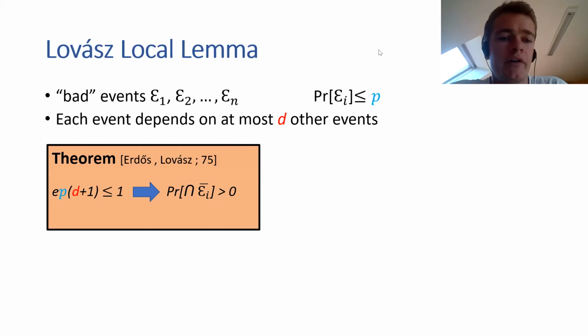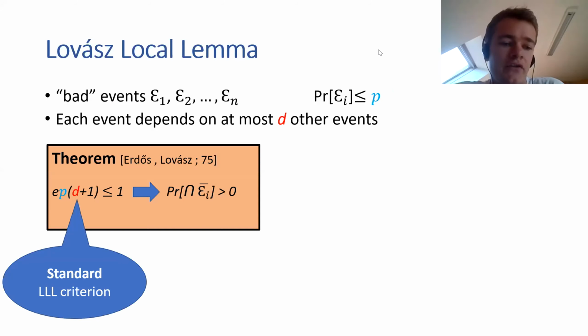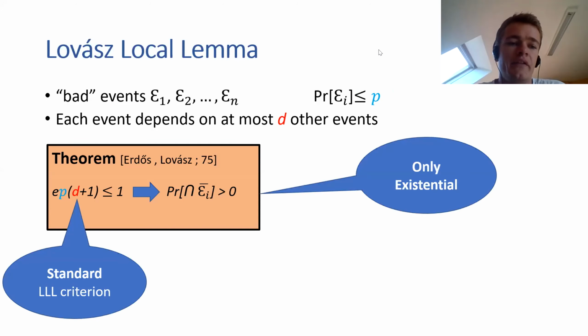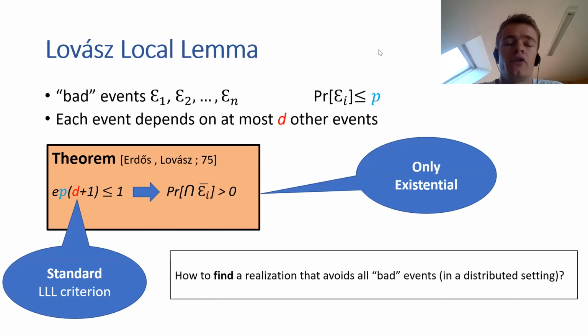And our theorem by Erdős and Lovász states that if e times p times (d plus 1) is at most 1, where e is simply Euler's number, then the probability that one can simultaneously avoid all bad events is strictly greater than 0. And this condition here on the left is also known as the standard LLL criterion. Now this theorem is only existential, and what we are interested in is also the constructive question. So we want to find a specific realization that avoids all bad events in a distributed setting.